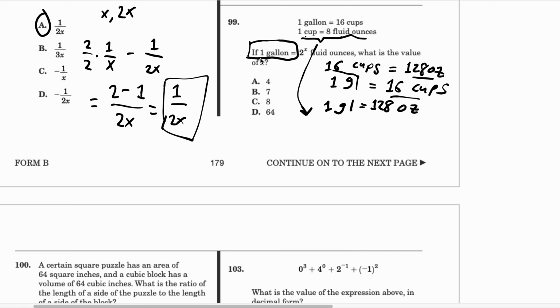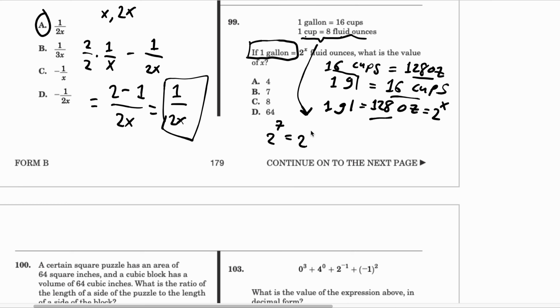And now let's examine the full question. If 1 gallon is equal to 2 to the x fluid ounces, what is the value of x? So 1 gallon is equal to 128 ounces, which is equal to 2 to the x. So basically, we want to know 2 to what power is equal to 128. You can experiment with values with exponents of 2, but I think it'll turn out that 2 to the 7th is what we're looking for.